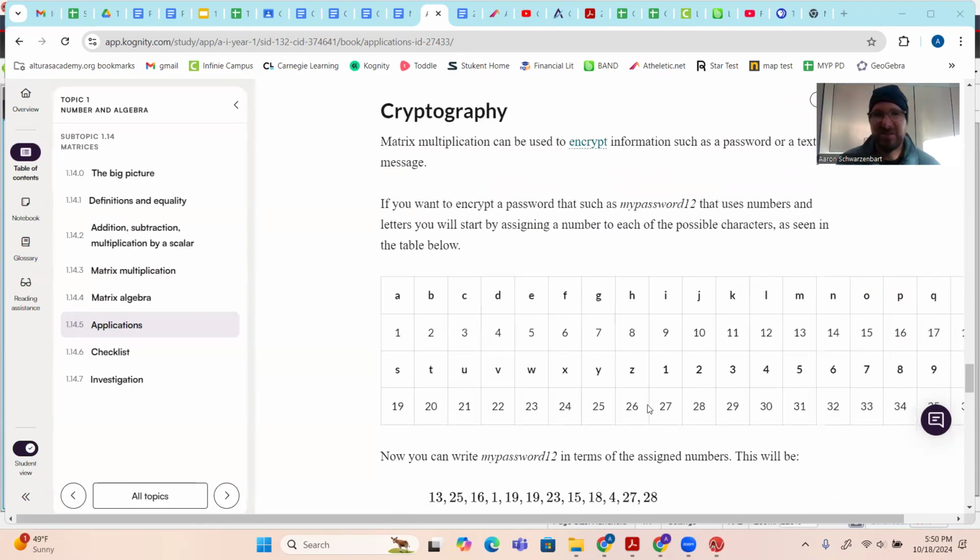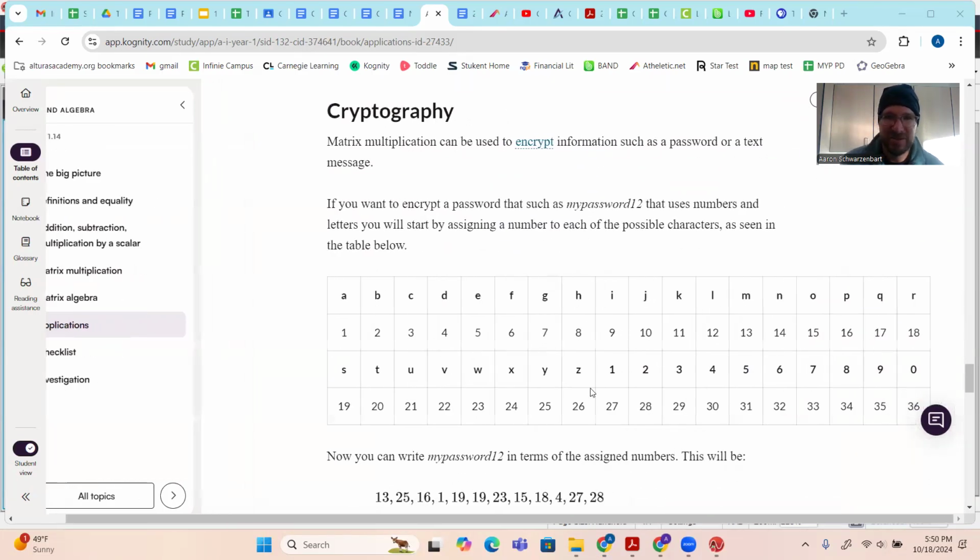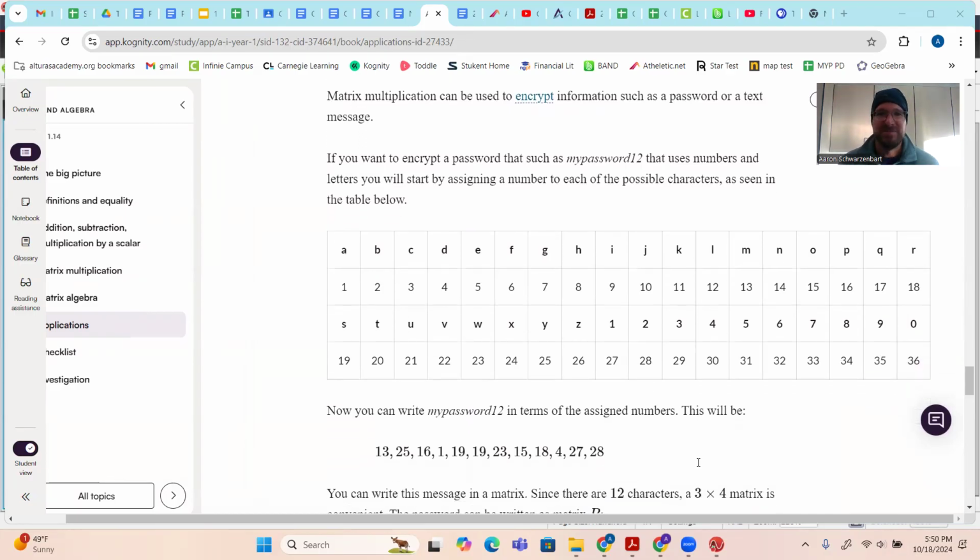Okay, matrices can also be used to encrypt. So here we've got this nice little encryption table. And this is using the whole alphabet in lowercase and numbers 0 through 36. And so we're going to encrypt this. This is a pretty simple encryption formula, but we're going to encrypt that.